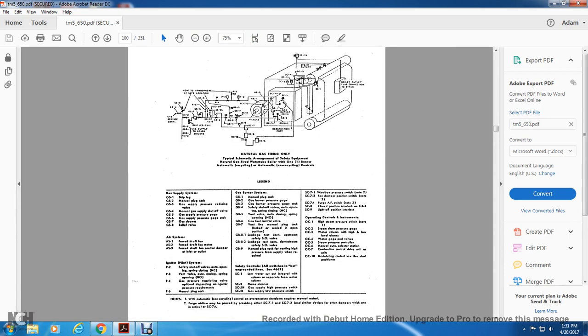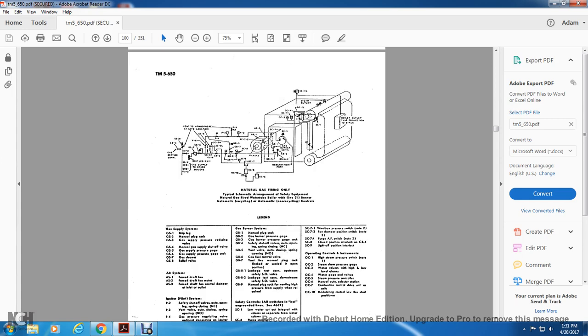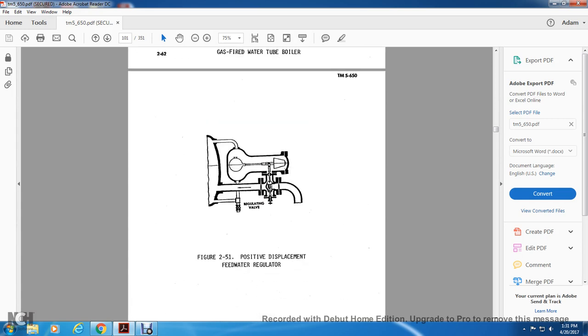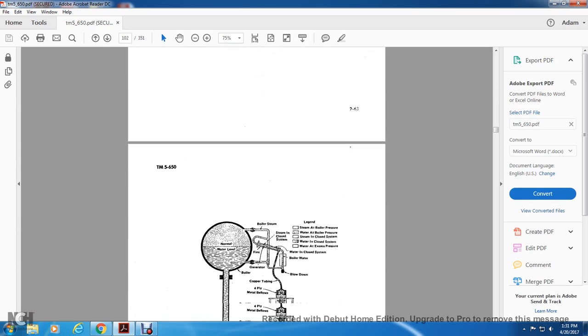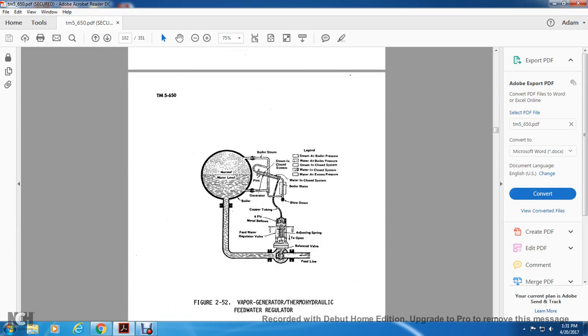This is a natural gas piping, gas pipeline typical schematic arrangement, safety equipment, natural gas-fired water tube boiler with one burner, automatic recycling, automatic and non-recycling controls. Figure 251 is a positive displacement feed water regulator. Figure 252 is a vapor generator, thermohydraulic feed water regulator.